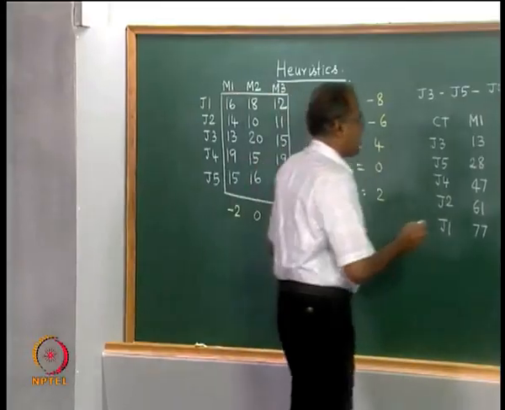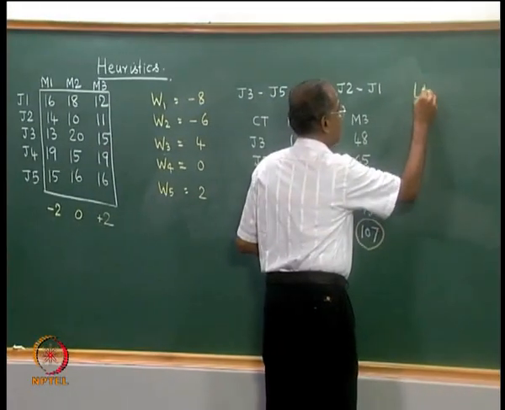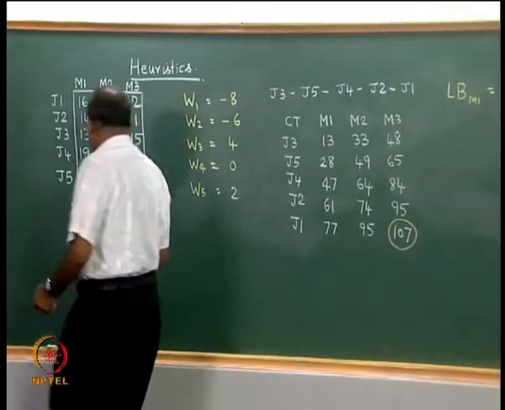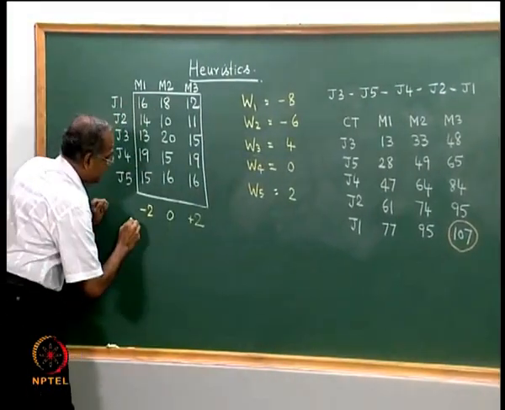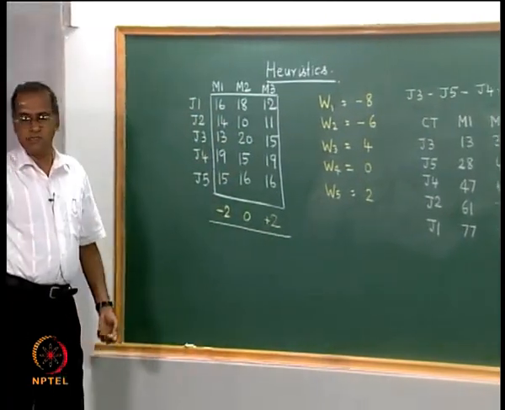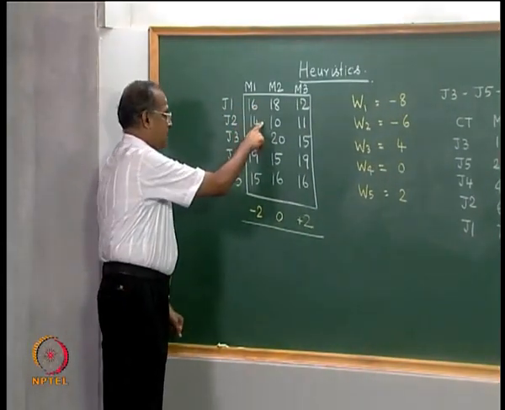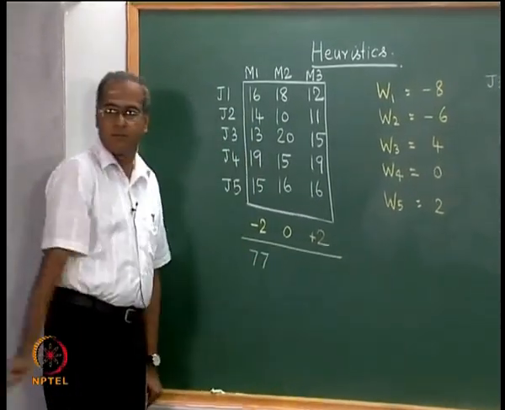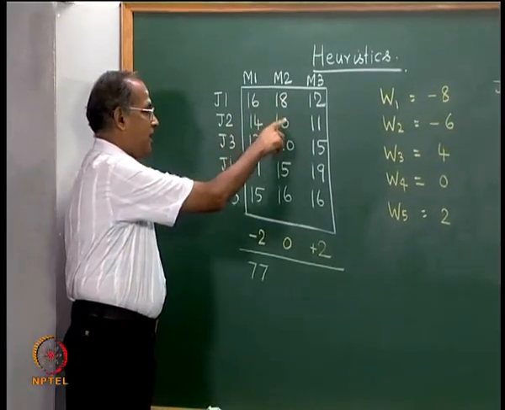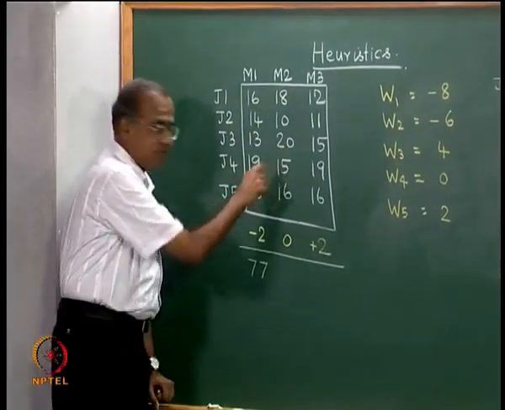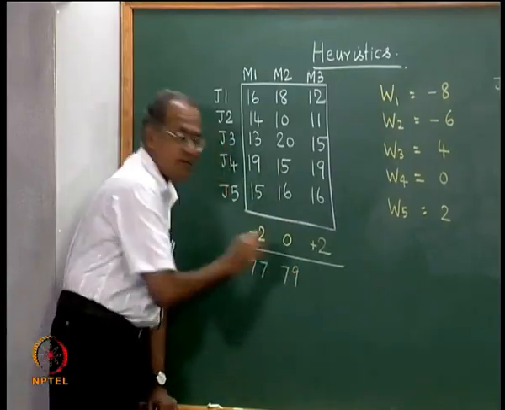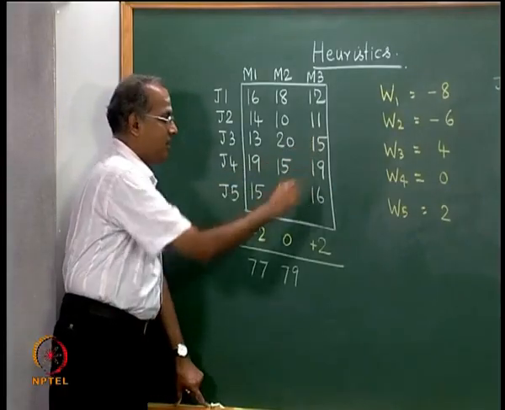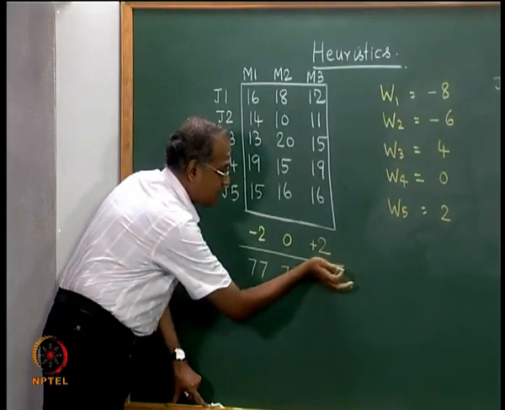So, lower bound based on M1 is equal to, now let us first find out sum of processing times on all the 3 machines: 16, 30, 43, 62 plus 15, 77. 18, 28, 48, 63 plus 16, 79. 12, 23, 38, 57 plus 16 is 73.